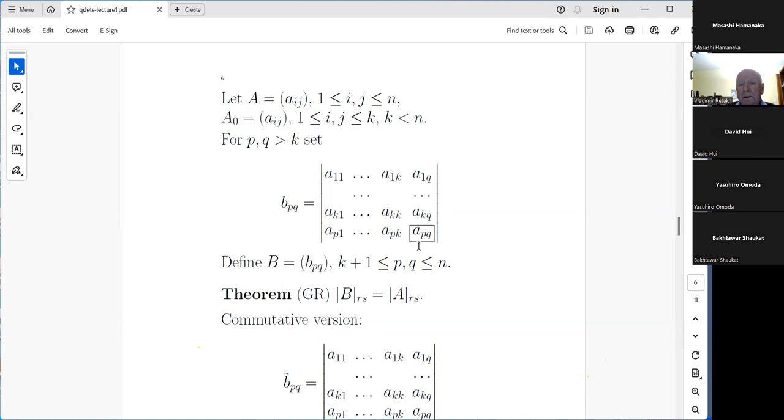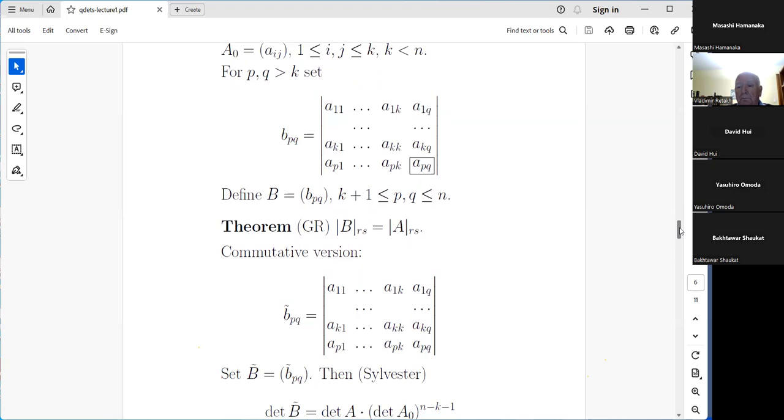Now I have a canonical leading element here, and this will be this element a_pq, because I added it, so I will take this as the leading element for my quasi-determinant. Let me define B as the matrix of these b_pq, with p and q between k plus 1 and n. Then the theorem says the following: if I take any r, s greater than k, and take the quasi-determinant of B, which is a smaller matrix, then it will be equal to the quasi-determinant of A.